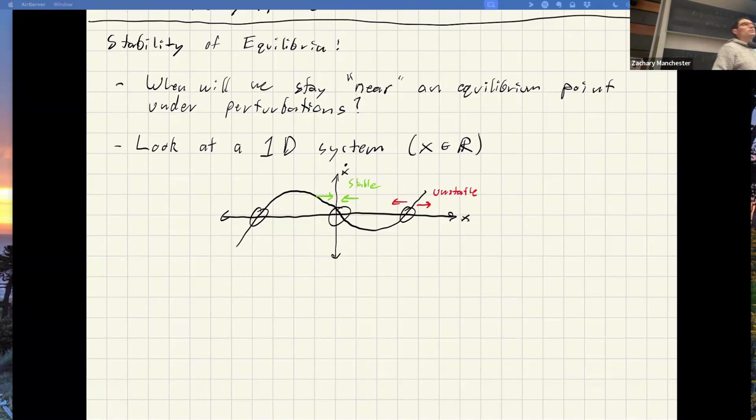And then how about the one on the far left? What do we think? Stable or unstable? If I go a little to the right, x dot's positive, it's going farther away to the right. A little to the left, x dot's negative, it's going farther away to the left, right? So if we draw our little arrows, they're red again. Unstable. Okay, can anyone give me a general statement from this little cartoon picture about the slope of f of x at an equilibrium point and its stability?